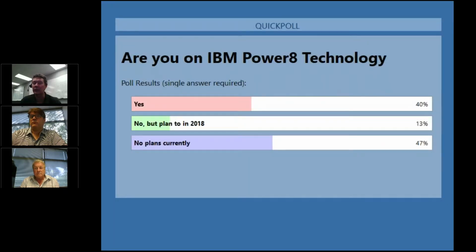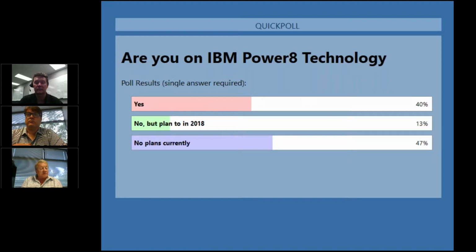So Power 8 is the latest, and Power 7 and whatnot, it sounds like a lot of customers may still be on. Yes, so the results of our poll, Patrick, indicate that there's kind of a rift. 40% are currently on Power 8, another 13% plan to go there in the next year.